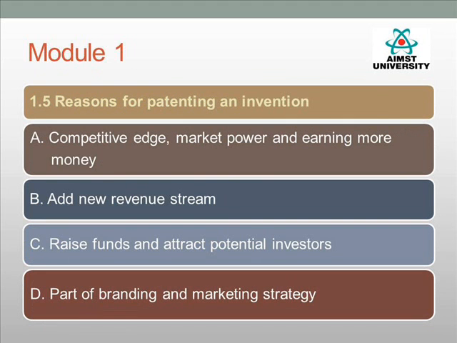What are the main reasons for patenting an invention? To get competitive edge, market power, and earning more money. Through these exclusive rights, the inventor prevents others from commercially using the patented invention, thereby reducing competition and establishing yourself in the market as the preeminent player.